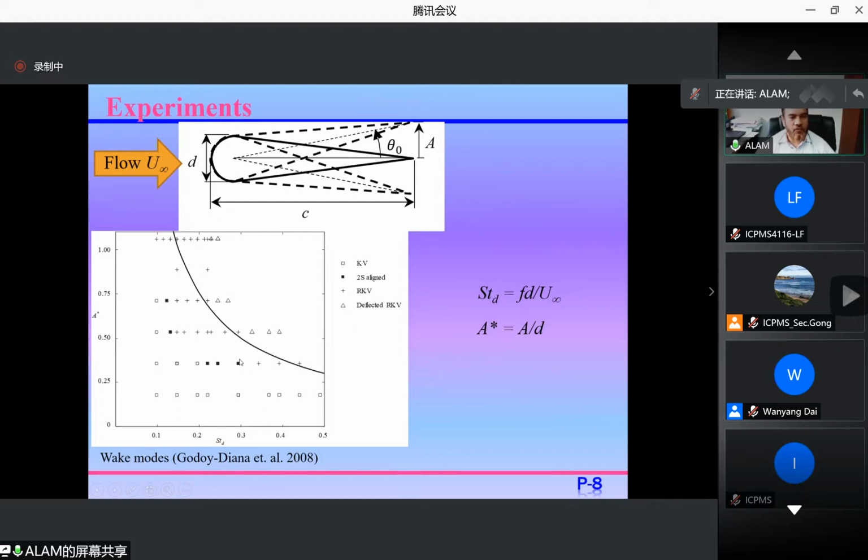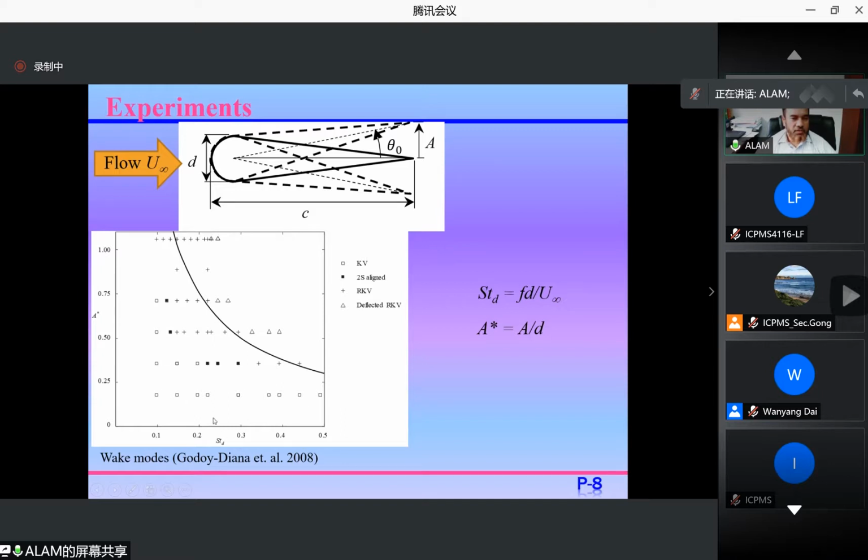Like one is the Karman vortex wake, second is the 2S aligned wake. We'll explain these four flow patterns later. RKV is the reverse Karman vortex. And this one is the deflected reverse Karman vortex. That means it is not axisymmetric, but deflects downward or upward. And their positions are shown here.